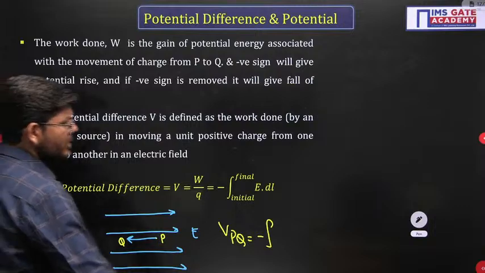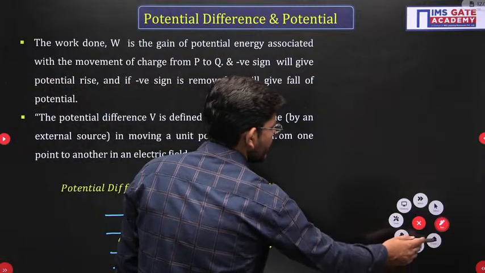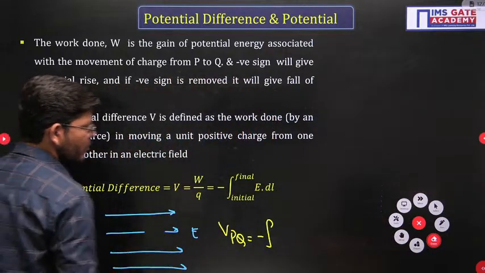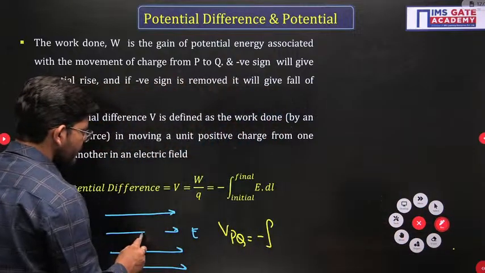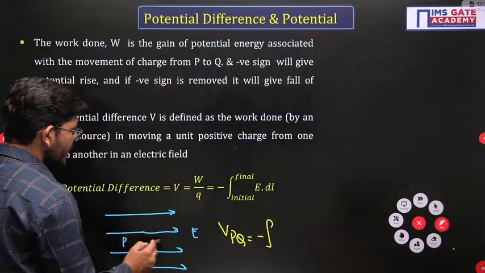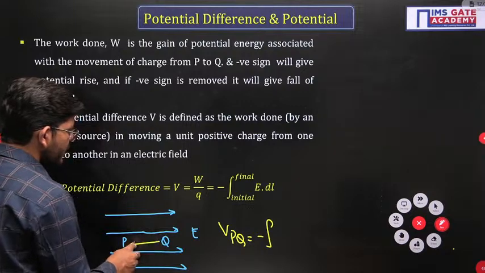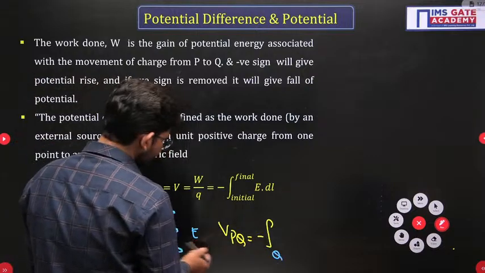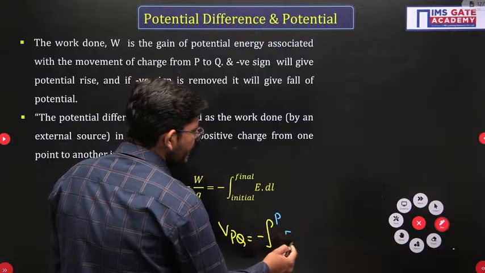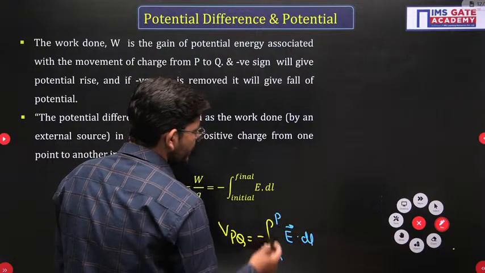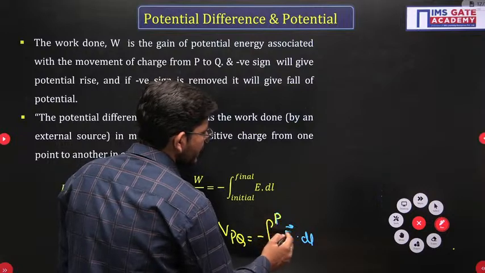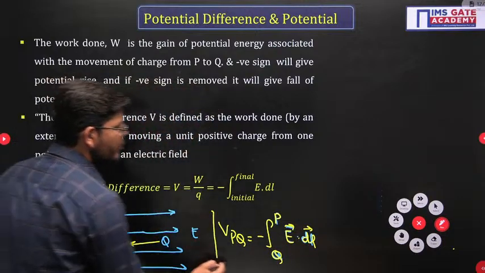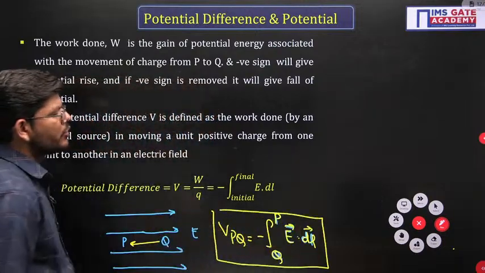Just a correction. If I am moving from Q to P, then it will be VPQ. So let me change the position of the points. Suppose this point is P and this point is Q, and I am moving from Q to P in this way. Then the potential is written as VPQ, and it will be calculated with Q as the initial point and P as the final point: minus integral from Q to P of E dot dl. This is how we will be calculating the potential.